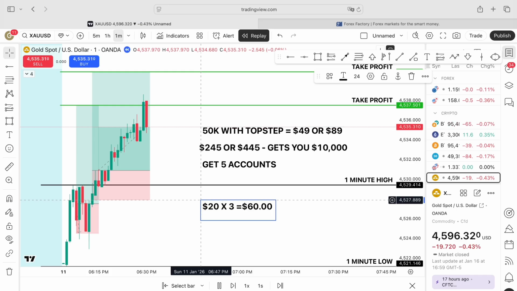I'm aiming for a 1 to 3 or a 1 to 5, right? I always do 10 pips though. So 10, boom. Now I'm making $200. 200 times 5, because I got 5 accounts, $1,000. I literally just made triple or double my investment in one day, right?